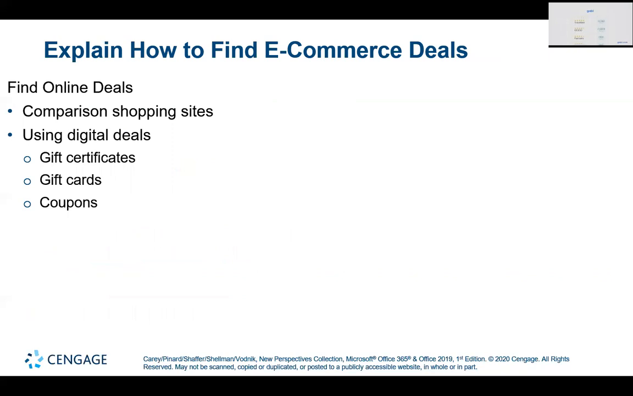Now, how do we find e-commerce deals? You find online deals through comparison shopping. Basically, you just go from one website to another looking for the same item. There are some sites, though, which actually do that part for you and say, this is the one that we found is the cheapest. Using digital deals, or maybe they'll give you a credit where they'll say if you use this passcode when you're purchasing the item, we'll give you an additional discount.